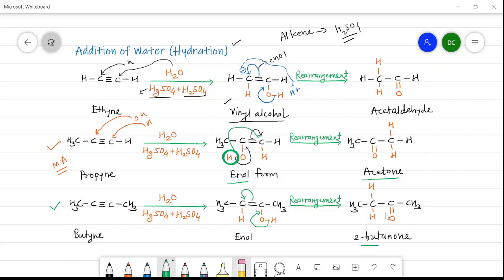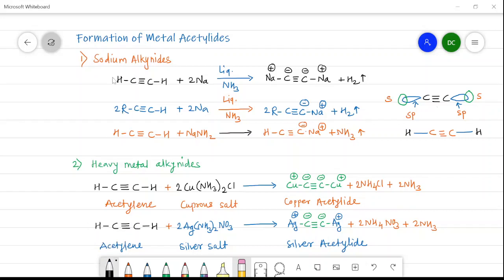Now we will see the substitution reaction of alkyne. Formation of metal acetylides. It is the substitution reaction of alkyne, where the hydrogen is replaced by metals. Why are they replaced, or how is it possible? To understand this concept, we have to consider the structure of alkyne.